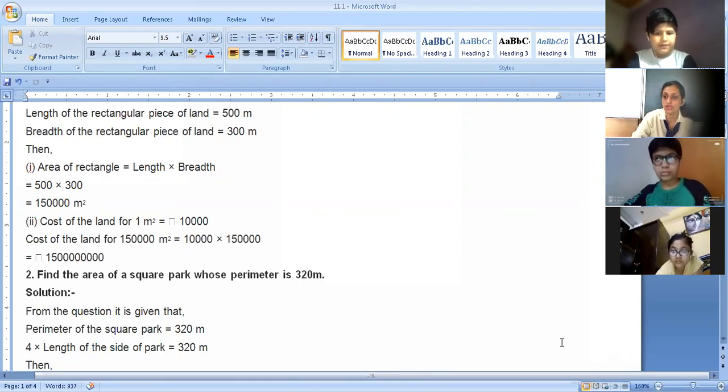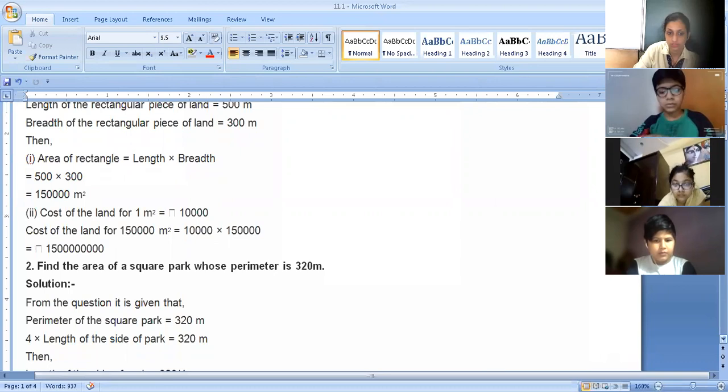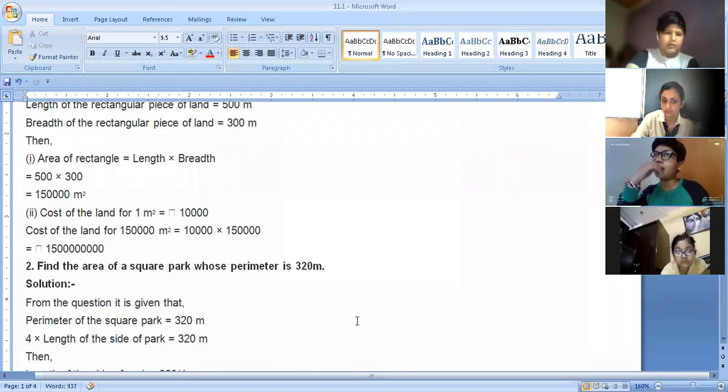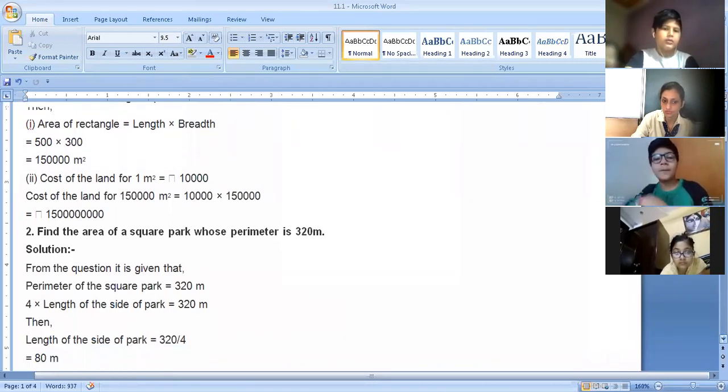Then we are going to divide it. 320 divided by 4. Because 4 is in multiplication, when we transpose this number, it will come in division. 320 by 4. Yes, 80 meters, that's the right answer. So we are getting a side is 80 meters now. That's right, Kavya.